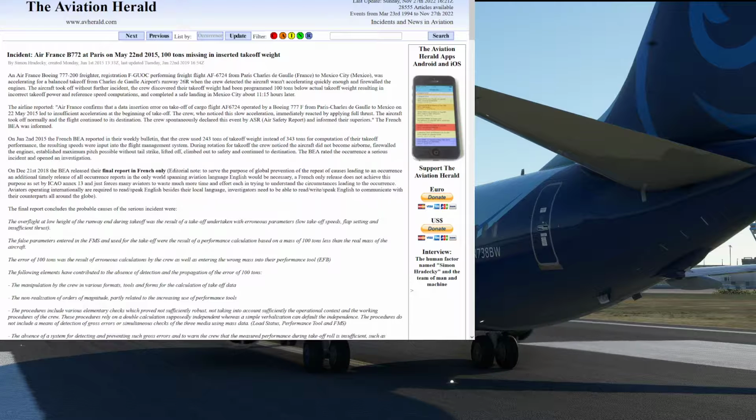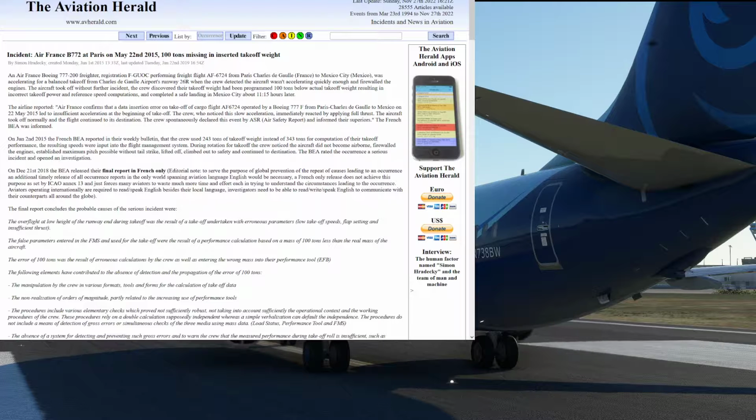The airline reported, Air France confirms that a data insertion error on takeoff of cargo flight Air France 6724 operated by a Boeing 777 freighter from Paris Charles de Gaulle to Mexico on 22 May 2015 led to insufficient acceleration at the beginning of takeoff. The crew, who noticed this slow acceleration, immediately reacted by applying full thrust. The aircraft took off normally and the flight continued to its destination. The crew spontaneously declared this event by air safety report and informed their superiors. The French Bureau of Accidents in Aviation was informed.